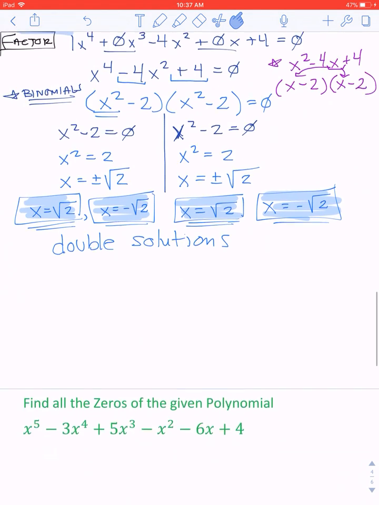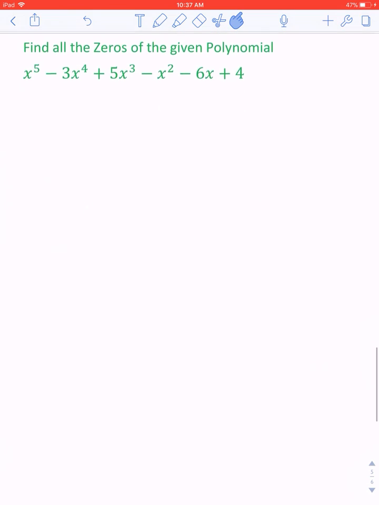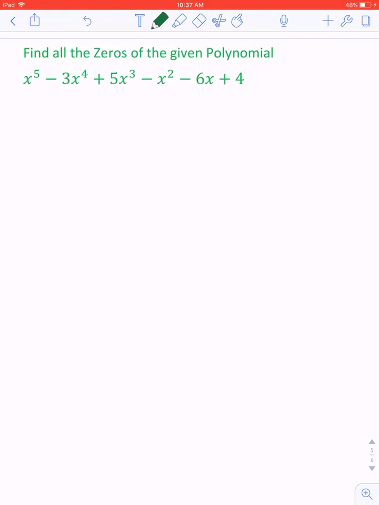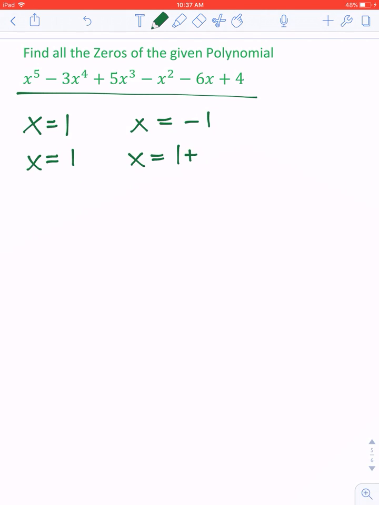Okay, so here's your last one. I am not doing this one with you at all, but I will give you your final solution that you should be looking for in the end. So your goal is to do this one and end up with these solutions. Right? So it's to the 5th, so you should have 5 of them. These are the 5 you should end up with. So go ahead and practice with that one, and hopefully you can find those 5.